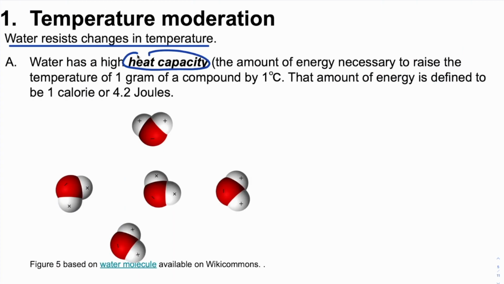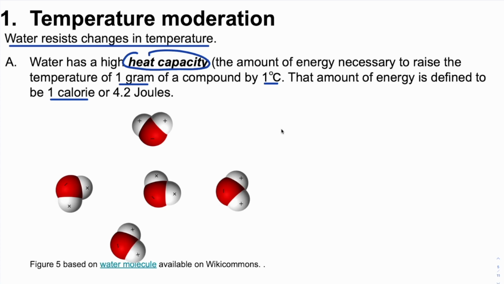Water has a high heat capacity, meaning that it takes a lot of energy to raise the temperature of water. Heat capacity is defined as the amount of energy necessary to raise the temperature of 1 gram of a compound by 1 degree Celsius. For water, that number is 1 calorie, and that is high compared to many other liquids. The international unit of energy is the joule, and 1 calorie equals 4.2 joules.